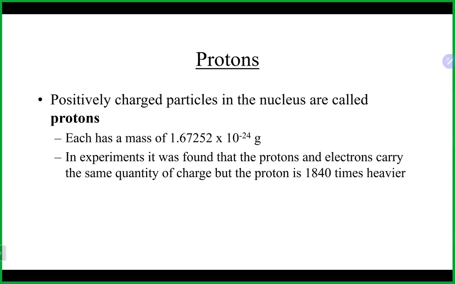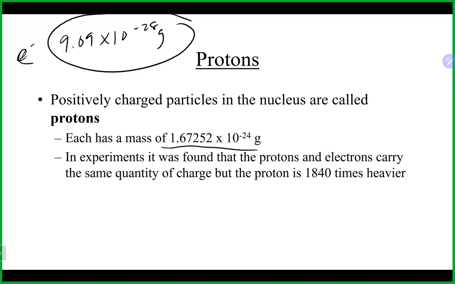Now, as we've been talking about, protons were discovered there in the nucleus, and they are positively charged. Experiments have shown that the mass of a proton is 1.67252 times 10 to the minus 24 grams. If you remember, our electron is something like 9.09 times 10 to the minus 28 grams. So the electron is significantly less massive than a proton. A proton is about 1,800 or so times heavier than any electron moving around.